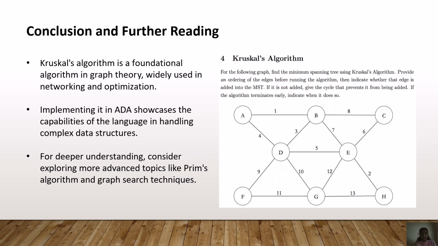Conclusion. Kruskal's algorithm is a foundational algorithm in graph theory which is widely used in networking and optimization. Implementing it in analysis and design of algorithms showcases the capabilities of the language in handling complex data structures. For deeper understanding, consider exploring more advanced topics like Prim's algorithm and graph searching techniques.